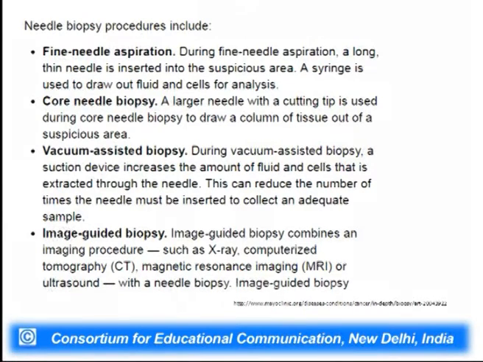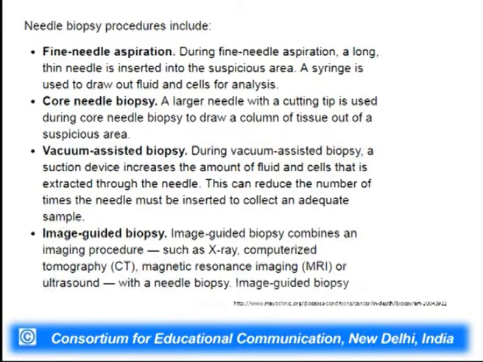The third type is the vacuum assisted biopsy, in which a suction device is inserted so that the syringe is not required. With the help of the suction device, an increased amount of fluid and cells can be extracted through the needle. This reduces the number of times the needle has to be inserted at the area to collect the appropriate amount of sample.